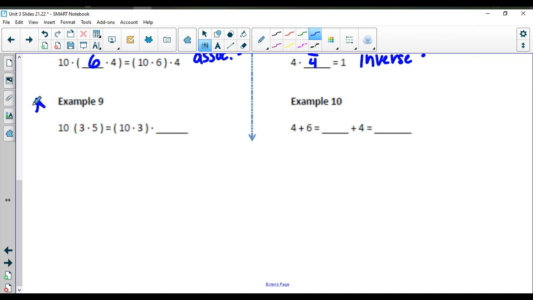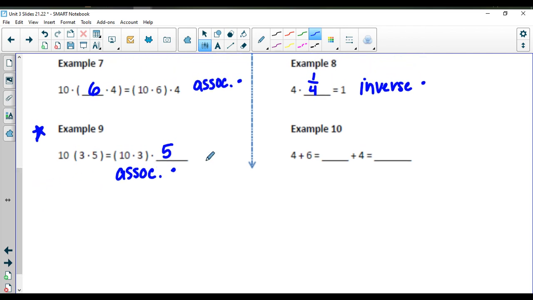Take a look at example number 9. Look at your numbers, 10, 3, 5, 10, 3. What's missing and what changed from one side of the equal sign to the other? So for this one, we're missing the 5, and this is the associative property of multiplication here. In number 10, we have 4 plus 6 equals blank plus 4. It looks like I'm going to put the 6 there, and it looks like we actually want an answer. That's going to give us 10. All I did was change the order. So we call that the commutative property, and we were using addition.